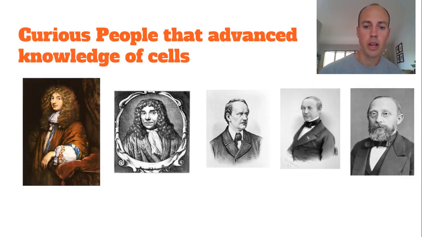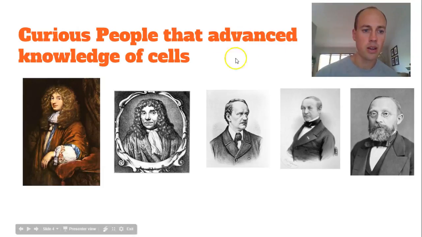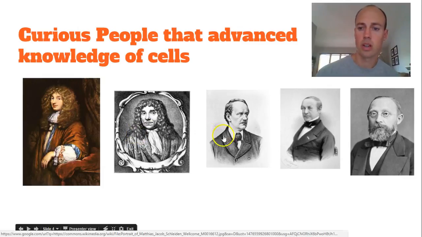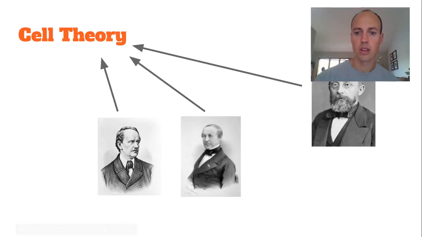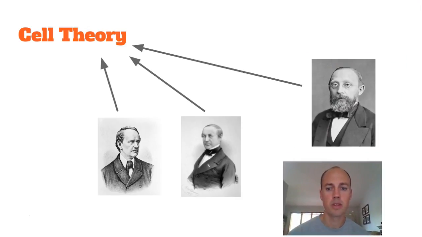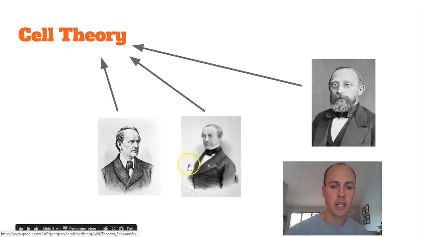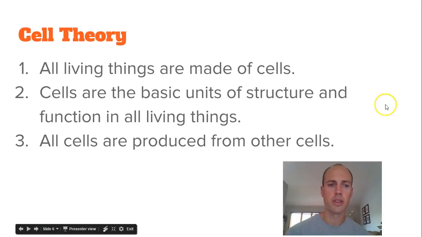So there were a lot of people that led the way here. People like Robert Hooke and Anton von Leeuwenhoek, and then these three guys actually did a lot of great things and made some advancements that led to our current cell theory. This is Schwann, two German guys, and then Rudolf Virchow completed the cell theory. So it was multiple guys that discovered these three main things that make up our current cell theory.